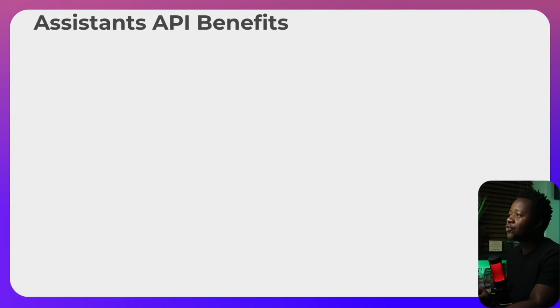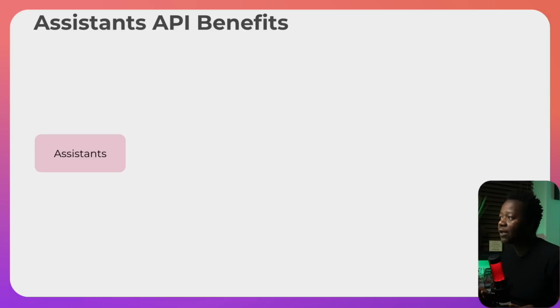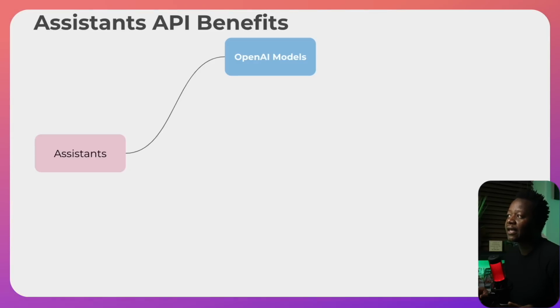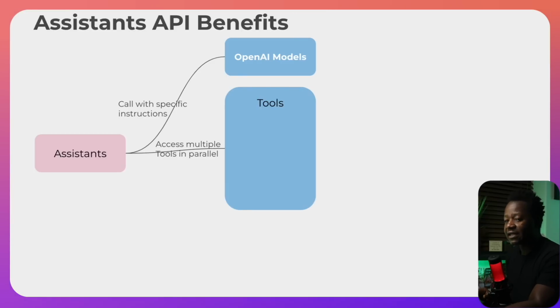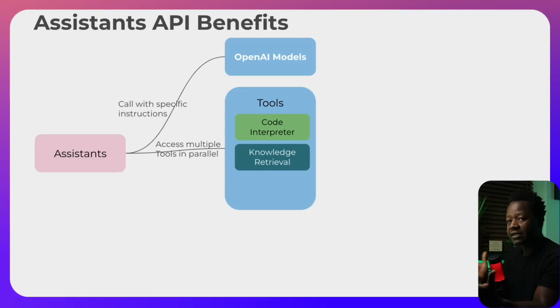Now, if we go back to what we saw before when we talked about the Assistants API in the beginning, we noticed that we have the Assistants API, which taps into API models. And then in this case, it calls with specific instructions to the OpenAI model, and also can access multiple tools in parallel, which is amazing because in this tool list, we can have different things, different tools, right? So we can have code interpreter, we can have knowledge retrieval, which we'll see later.